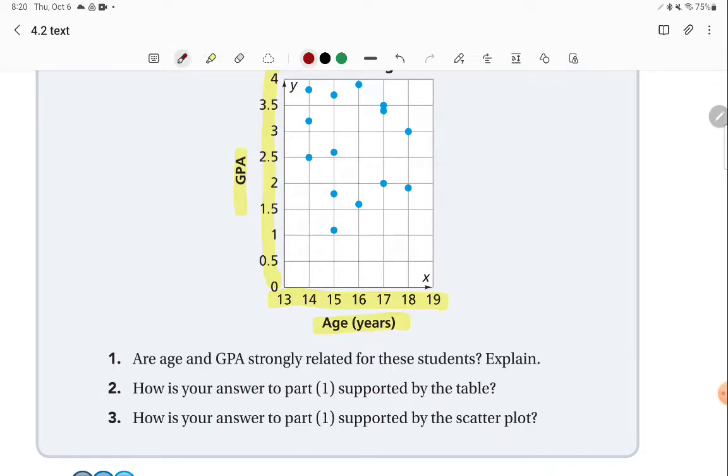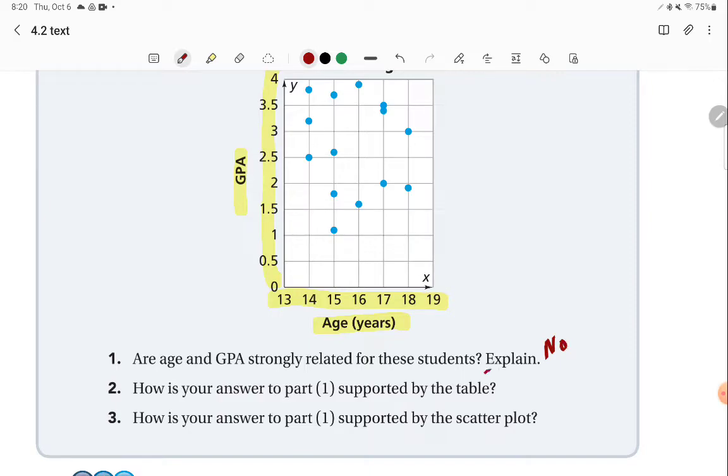Okay, number 1, the scatter plot. So are age and GPA strongly related for these students? If we look at this scatter plot, there's really no correlation. The points are kind of all over the place. Right, I could either go this way, I could go that way. There's really no correlation between the two. So I would say on number 1, no, there's not a strong relationship between age and GPA.